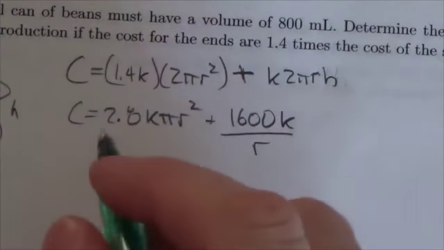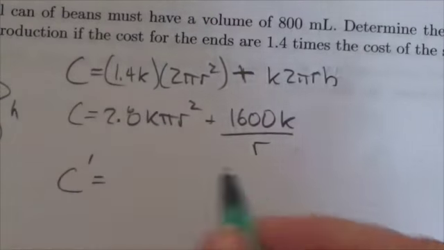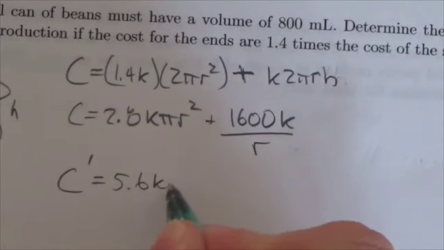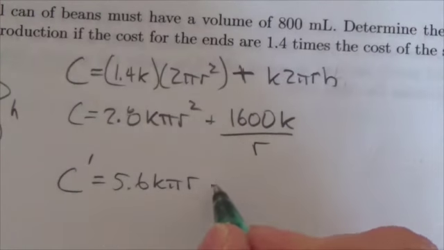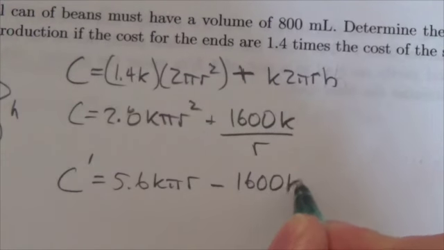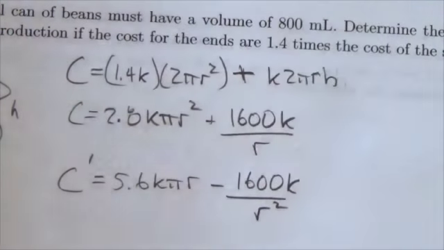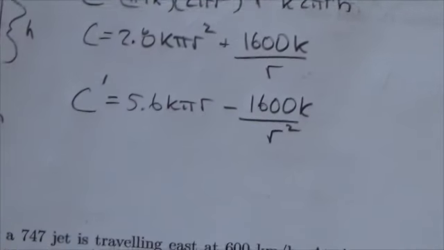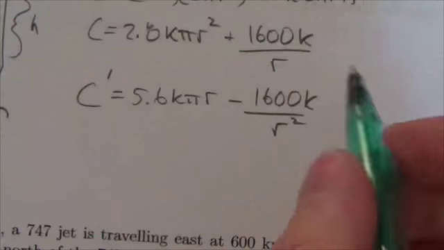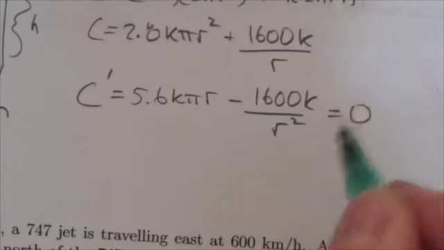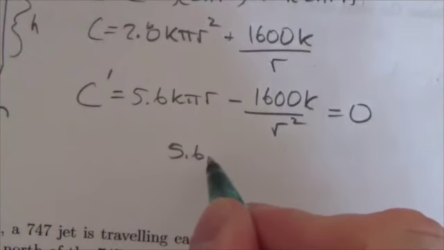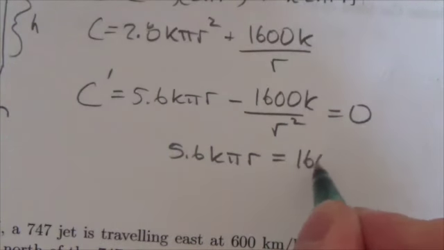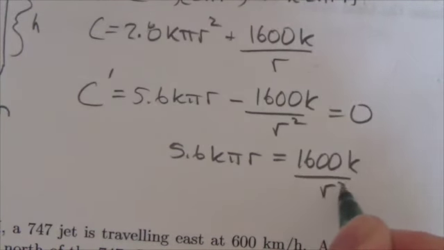So now we take the derivative of cost, which will be 5.6 K pi r minus 1600 K over r squared. Okay, there's our derivative. Now I'm optimizing this. I'm going to set this equal to 0, so this will become 5.6 K pi r equals 1600 K over r squared.